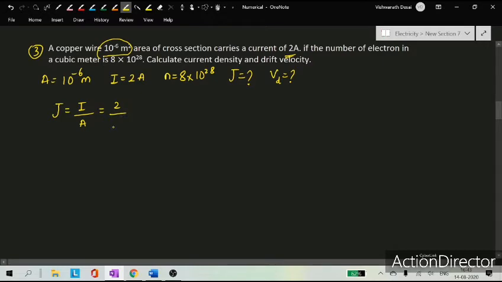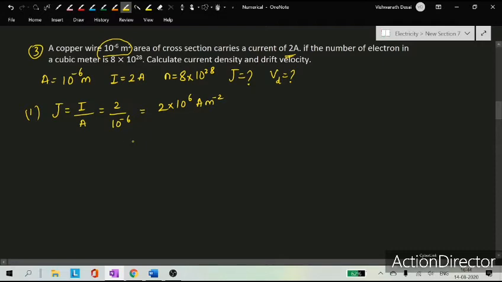Divided by the value of area, which is 10 to the power minus 6. If you take it into the numerator, you will get 10 to the power plus 6. Don't miss the unit: you are going to get ampere per meter square. So this is the value of current density.